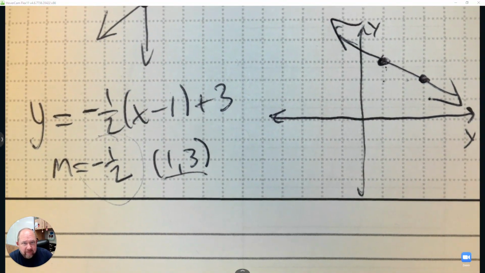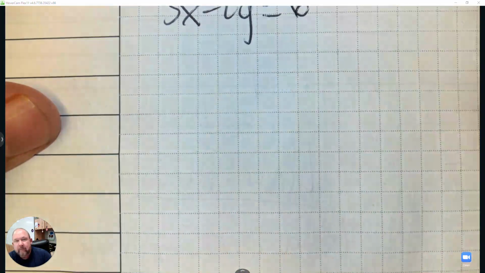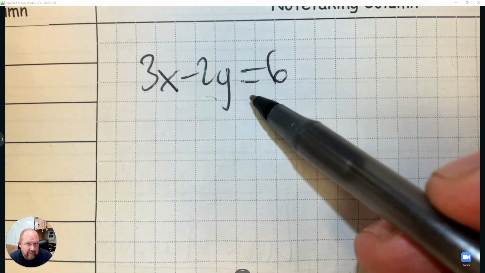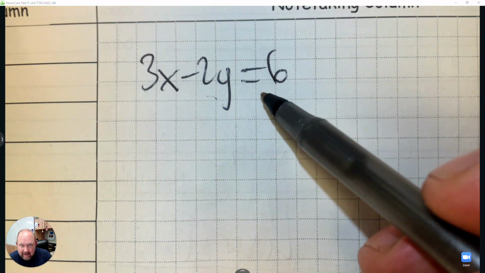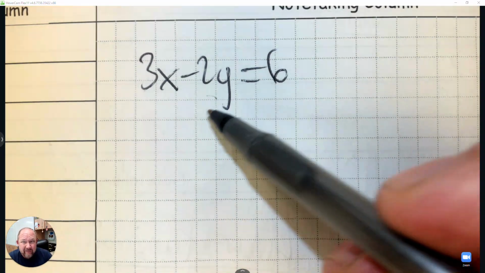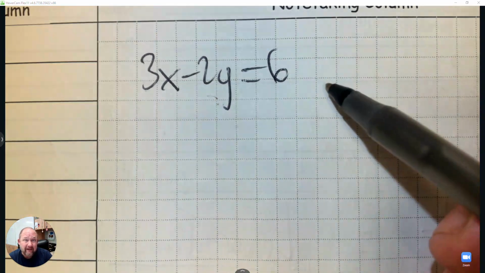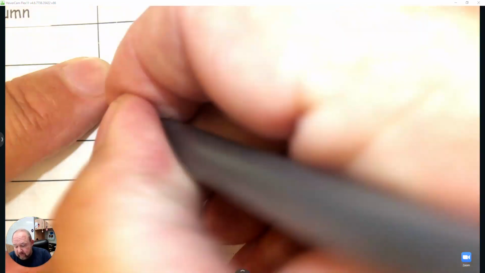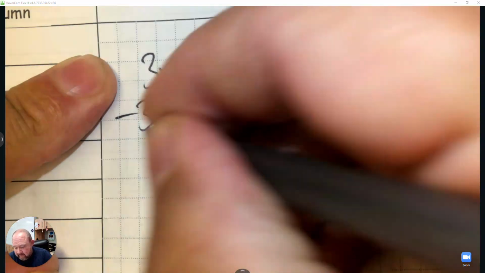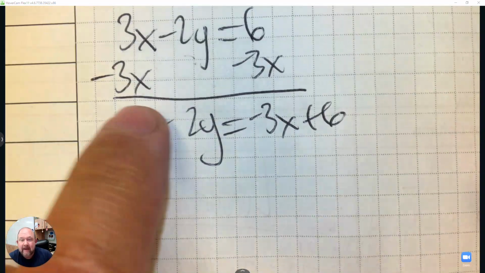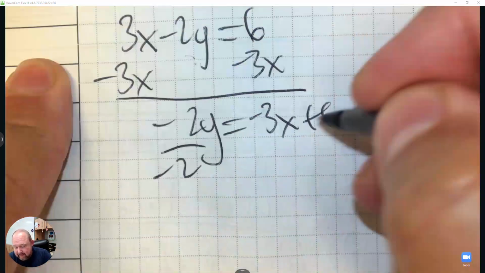There's one more type of line you might see. Sometimes it's called standard form. That's when both the x and the y are beside each other. I want to graph this line. What should I do? Likely the easiest thing here is to make it explicit, which means get y by itself and everything else on the other side. So I'm going to subtract 3x to get y by itself. I'm going to divide by -2.